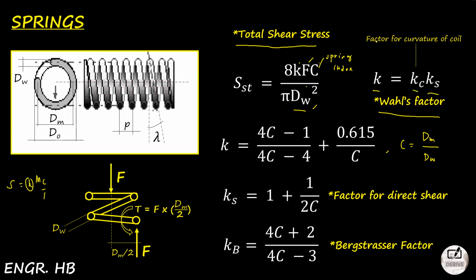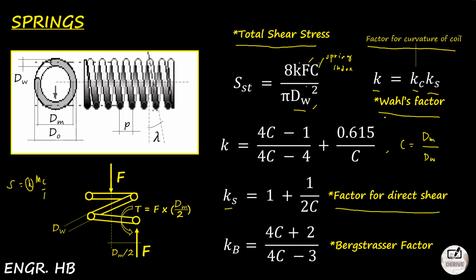So ano yung Kc? That was the factor for curvature of coil. So medyo pinapasok na natin design considerations, no? Pero marahil lalabas din to sa board. So isang review na lang din. So kung may Kc, meron din Ks. And what is that Ks? So that Ks is the factor for direct shear naman.